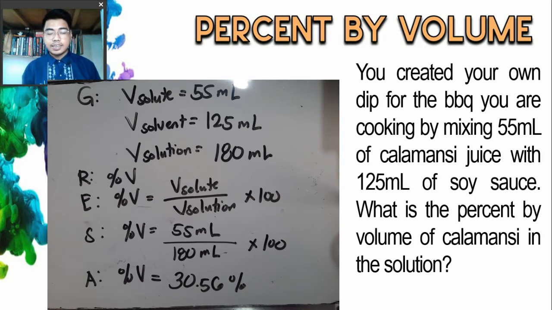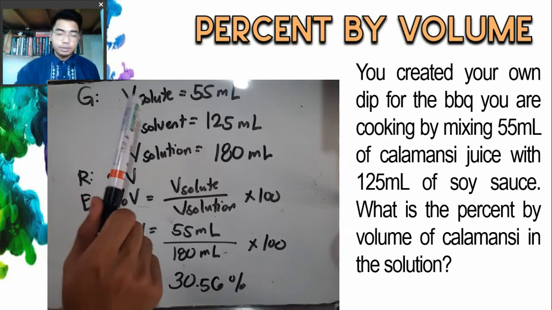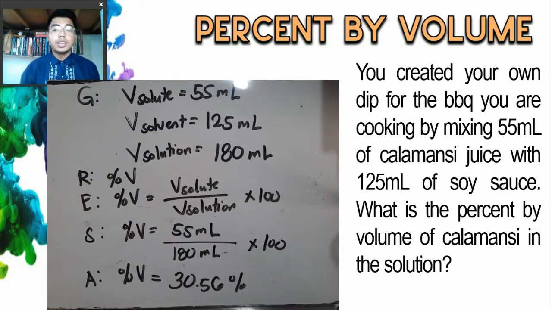Okay? So this would be our answer for this problem. Okay, once again, when it comes to percent by volume, we are considering the volume of the solute and the volume of the solution. Once again, it would be case-to-case basis. Read the problem carefully, okay? Since we are looking for the percent by volume of the calamansi, your final answer should be related to the calamansi. But if we are looking for the answer that is related to the amount of soy sauce, it would be the other way around. Okay, we are now going to use the value of the soy sauce as our numerator. So that would be the case whenever we are talking about percent by volume. Always analyze the problem that will be given to you.